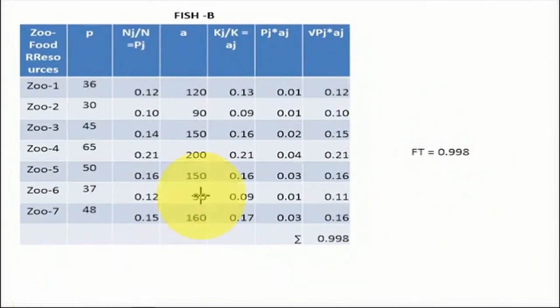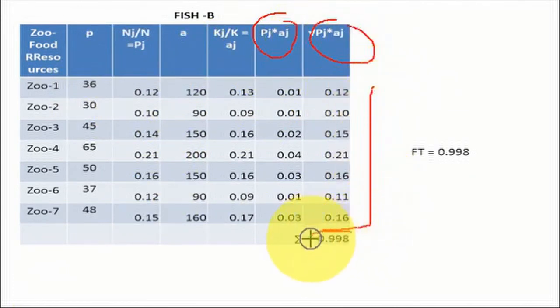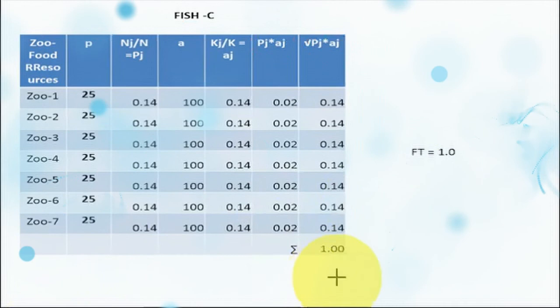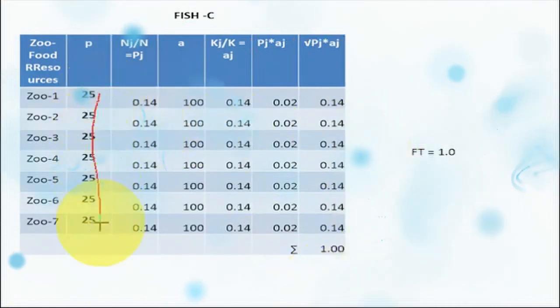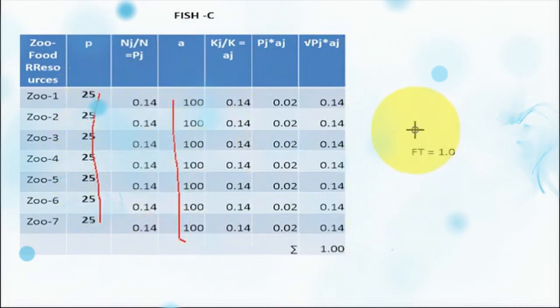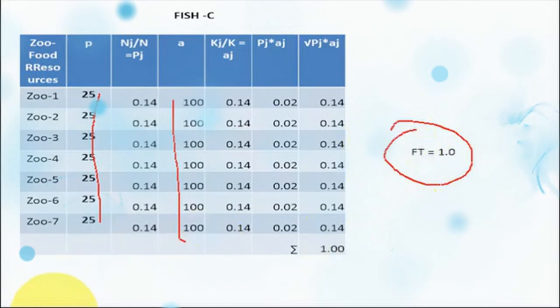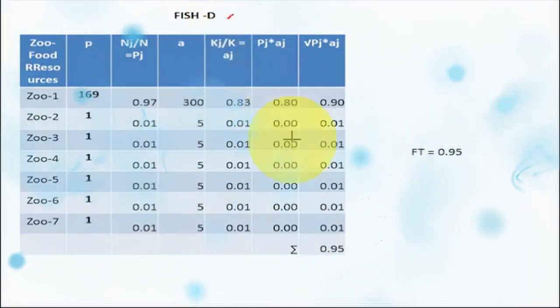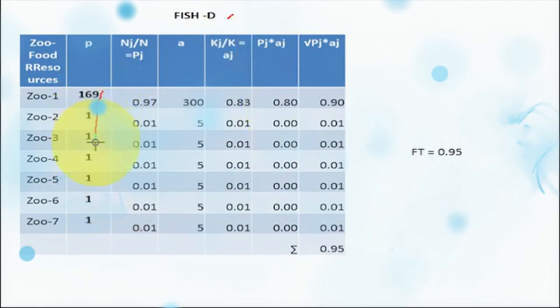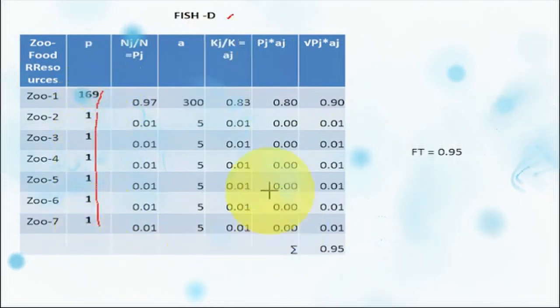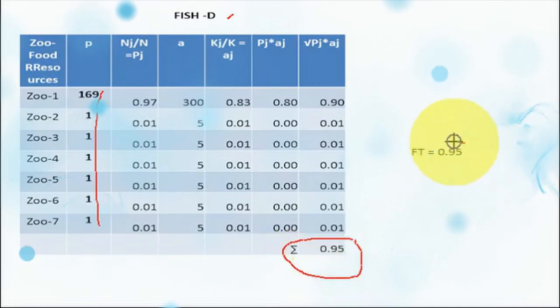And you can go for fish B. Here also you can see the same procedure, that is Pj and Aj multiplied, then square root, and you come down to 0.998. Then come to C, where the numbers are evenly distributed, and the same table you have followed. Here also we got 1.0, that is the highest number. And you come to the lowest number, D, that is 169, and others are only 1 available. Then there you found 0.95.